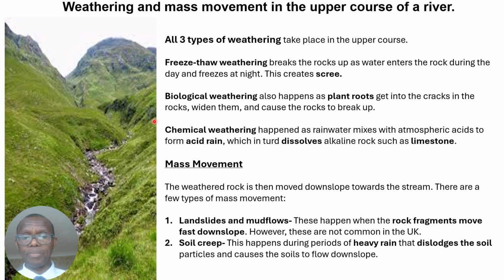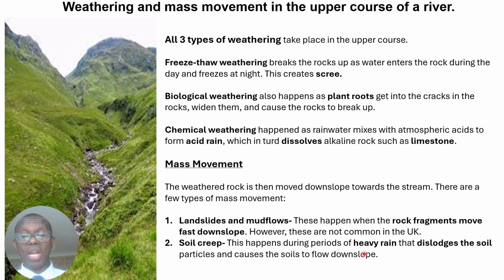Then we also have mass movement taking place here. So some of the unconsolidated material is likely to be moved down the slopes, and that can happen in the form of landslides and mud flows. And this will happen where rock fragments are moving very fast down slope. However, landslides and mud flows are not necessarily that common in the UK, but what is a little more common is soil creep.